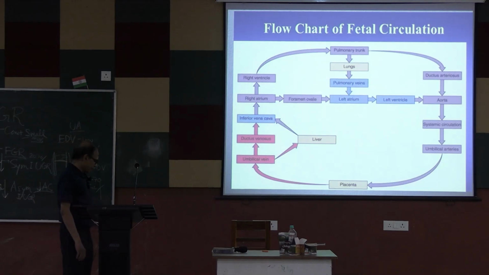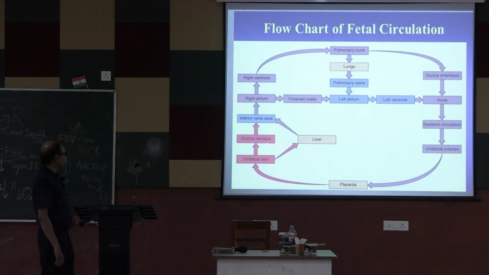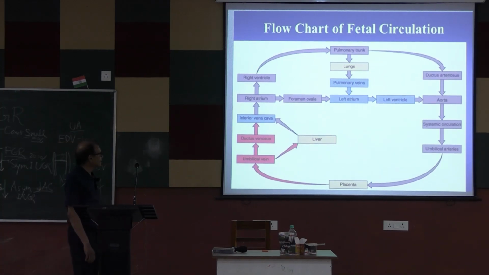Placenta, umbilical vein, ductus venosus, inferior vena cava, a small portion in the liver, right atrium, right ventricle, pulmonary trunk, lungs, pulmonary veins, left atrium, foramen ovale, left atrium, left ventricle, descending aorta, ductus arteriosus, and the systemic circulation and the umbilical arteries.